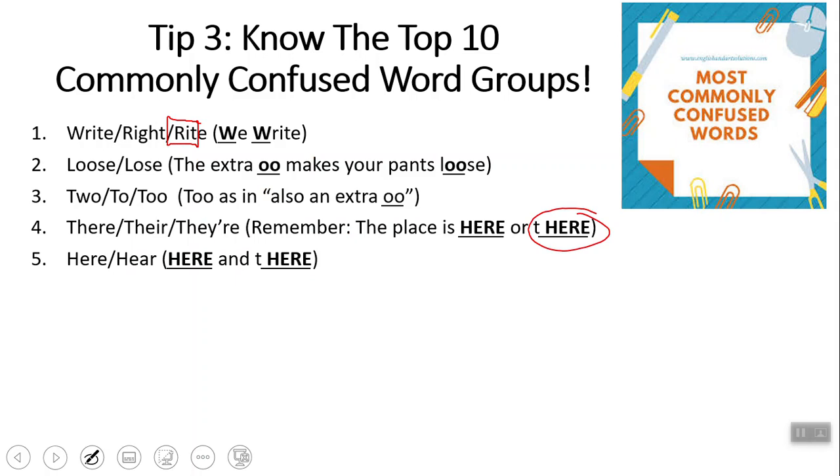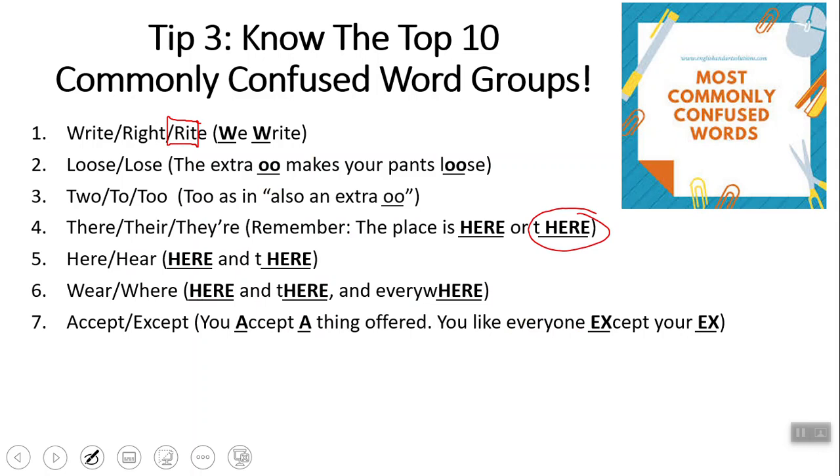Here and hear, again, here and there is an easy way to remember. Here with the R-E is the place, and with the E-A-R, that's something that we listen to. Where and wear. The first one is to wear clothes. The second one, again, is referring to place. So here, there, and everywhere has that H-E-R-E again and again and again, with a T in front of it, with a W in front of it.